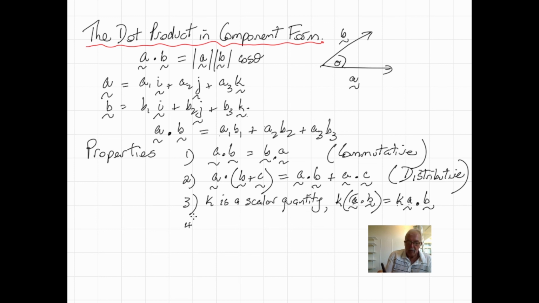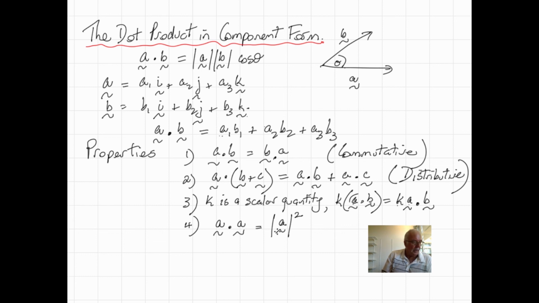And the last property you should be aware of is that any vector dotted with itself will be just equal to the magnitude squared. By the definition of what we've got up here, A dotted with A will be A1 A1 plus A2 A2 plus A3 A3, and that's A1 squared plus A2 squared plus A3 squared, which is the absolute value of A all squared.